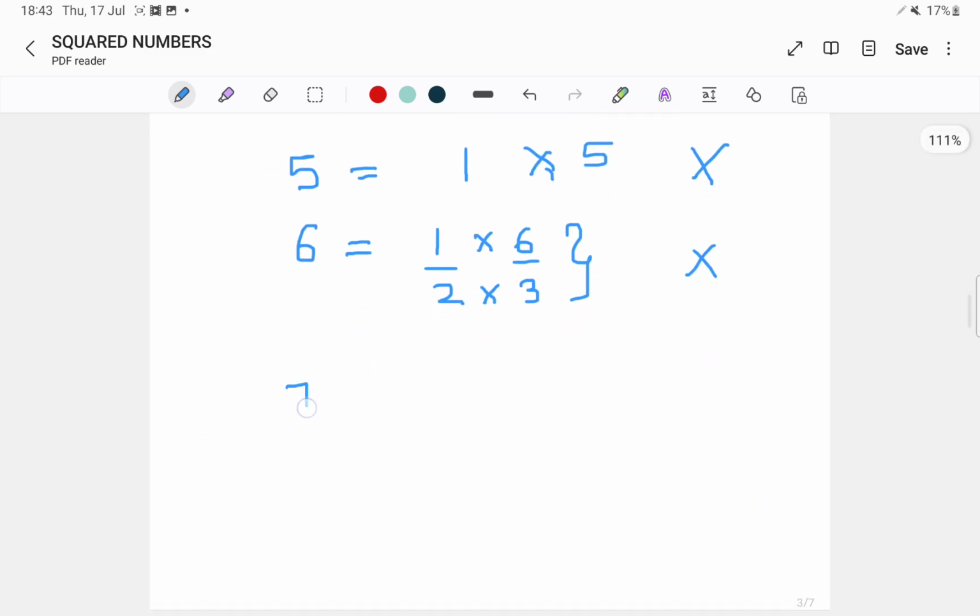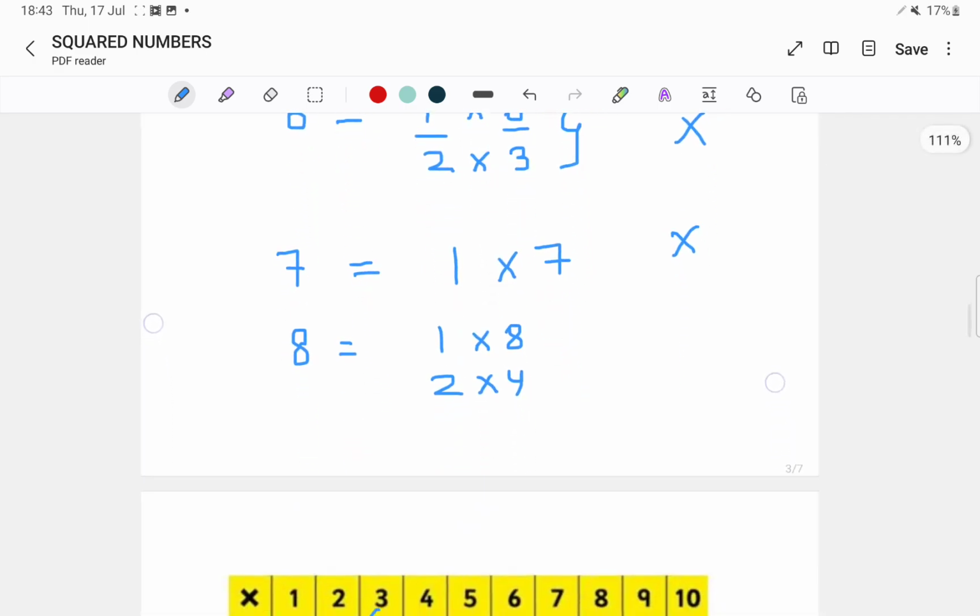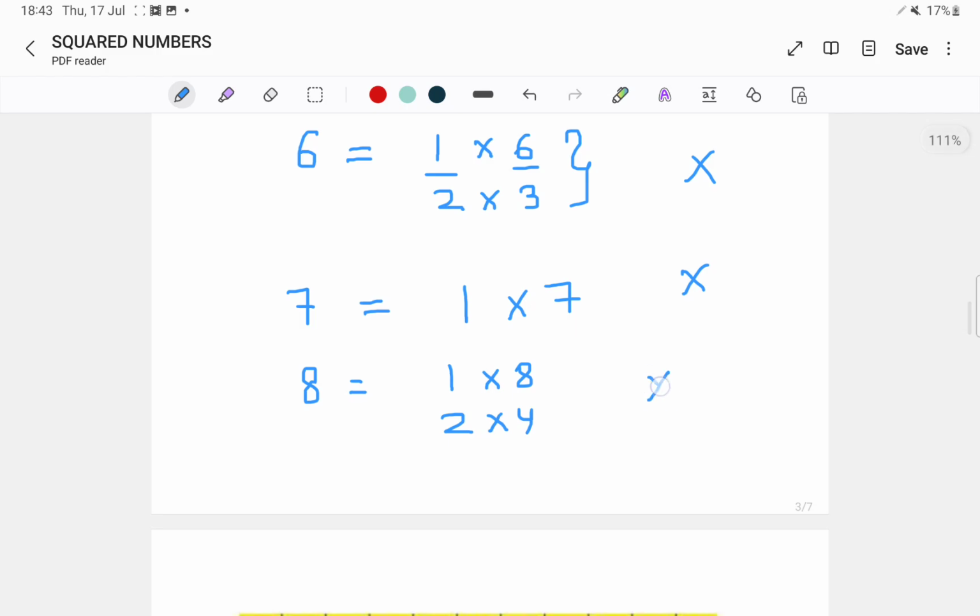Then I consider 7, and I know that 7 is a prime number, so it can be represented only as one factor pair, 1 by 7. So there is no chance of a squared number here. If I take 8, it has a few representations: 1 times 8, 2 times 4. So there are two representations, but these two representations are not giving me a squared number, because for a squared number the factor pair must have both the numbers same.